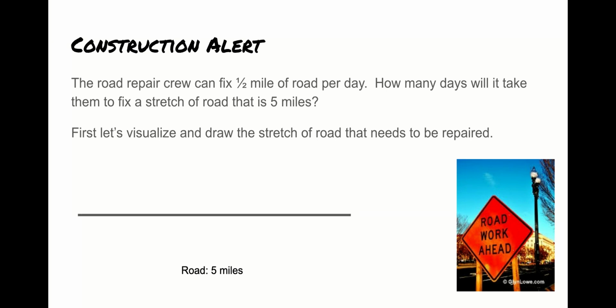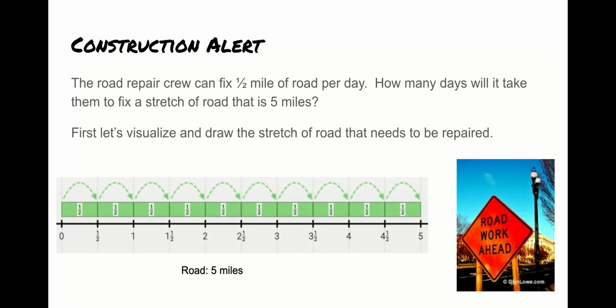So I then made this drawing. So that's still a number line from 0 to 5. And I'm counting in half size steps, 1/2 a mile size steps until I get to 5. So you can see that there are some jumps happening. Those are representative of 1 day of work. So we're going to try to figure out how many jumps there are of 1/2 that gets us to 5.